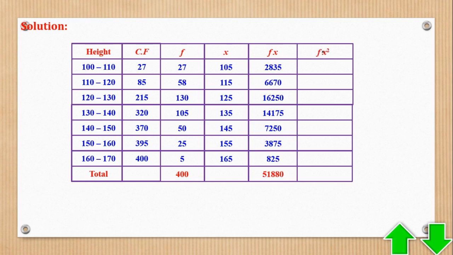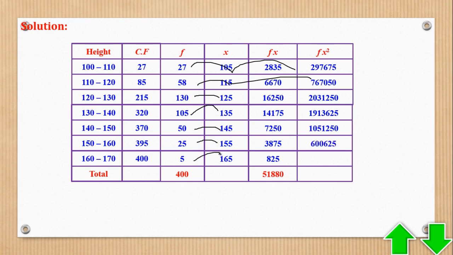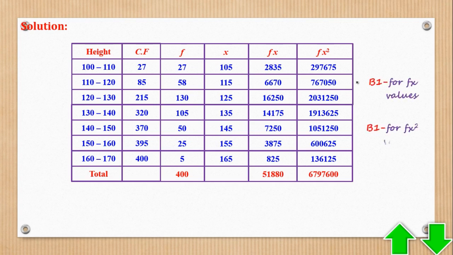The next column will be fx squared. So this times this squared for each row. So again, add all these values to get the total. So now we can easily answer the questions. So one mark was for this, another mark was for this column.